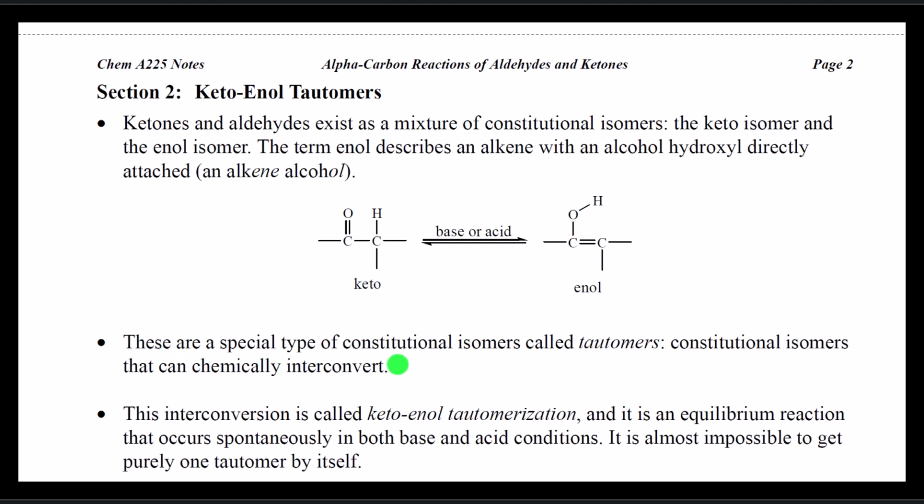These are a special type of constitutional isomer that are called tautomers. Tautomers are constitutional isomers that can chemically interconvert. As pointed out in this equilibrium, that interconversion can occur either in the presence of base or acid. This interconversion is called keto to enol tautomerization, and it is an equilibrium reaction that occurs spontaneously in both acid and base conditions. It is almost impossible to get purely one tautomer by itself.